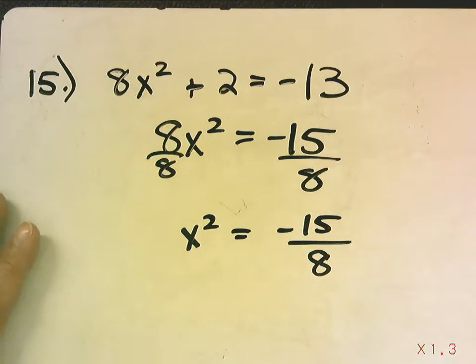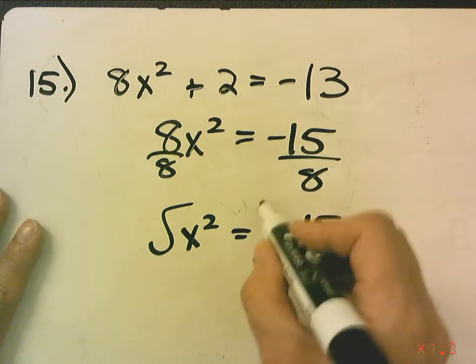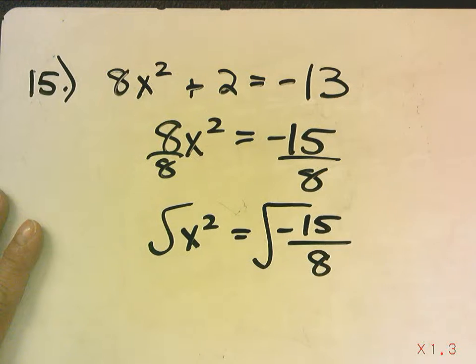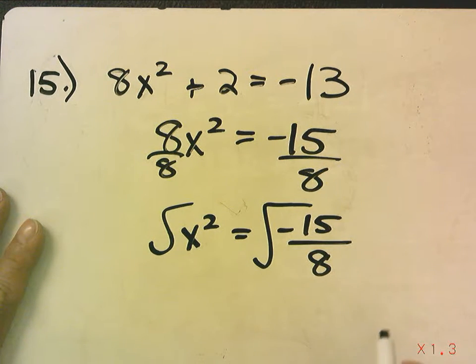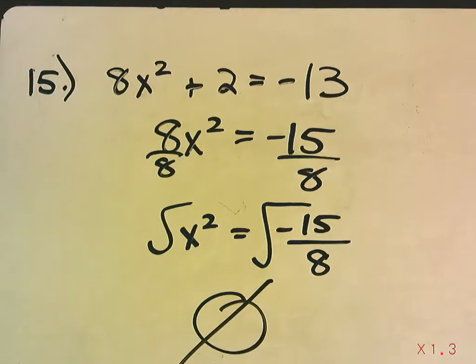So here there's a big red flag, because if I go to square root both sides, can I take the square root of a negative number and get a real solution? No, I cannot. And since in Algebra 1 we're only dealing with real solutions, there is no real solution.